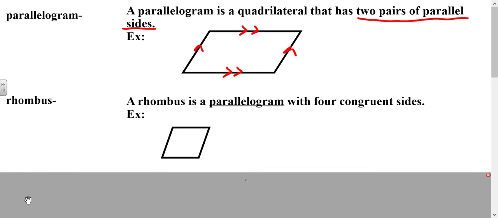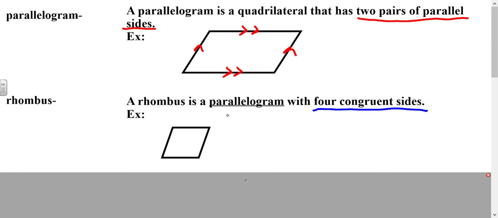Now there's different types of parallelograms. If you get more specific, a rhombus, most of you guys would probably call it a diamond, but we do not call it a diamond, we call it a rhombus. A rhombus is a type of parallelogram, and it has to have four congruent sides. So that's the part that's really important about a rhombus. A rhombus has to have four congruent sides.